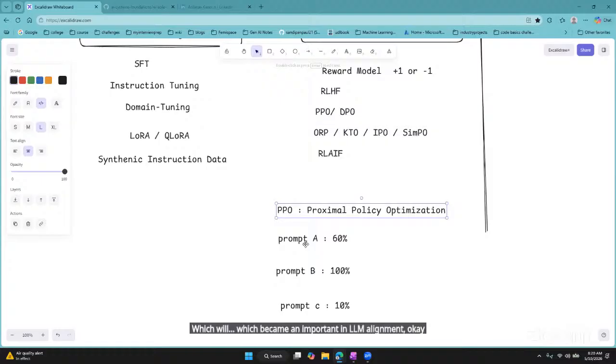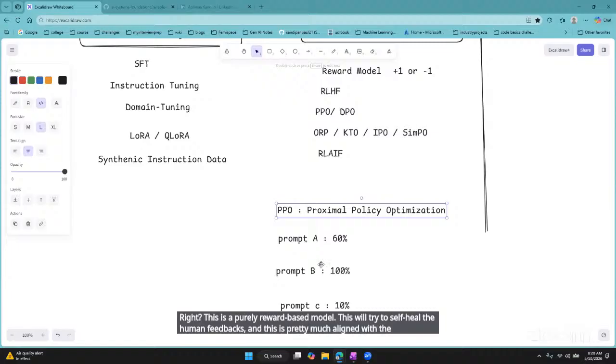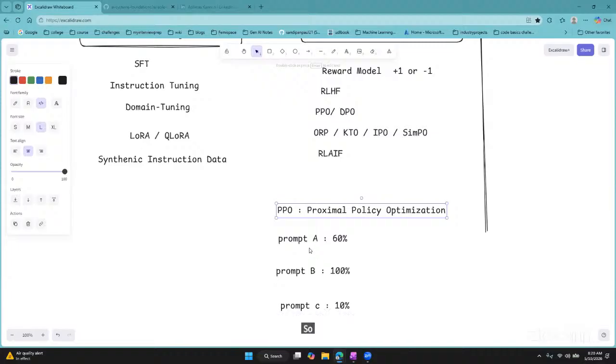Okay. And this is a purely reward based model. This will try to self heal the human feedbacks, and this is pretty much aligned with the pipeline of human feedback loop. So that is what proximal policy optimization is.